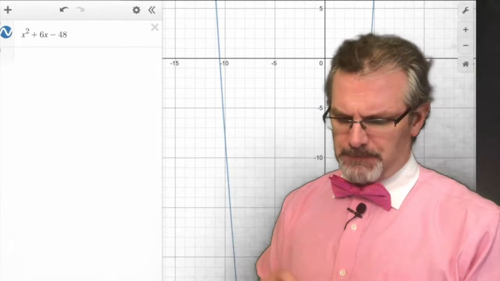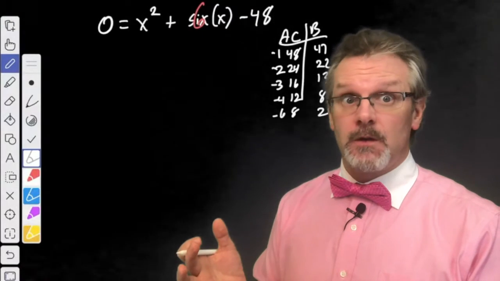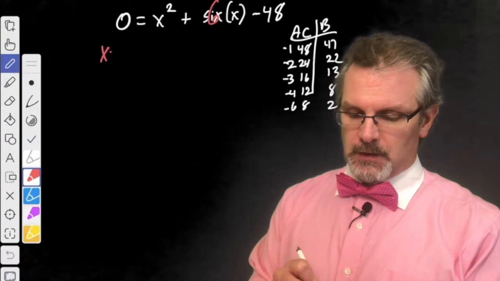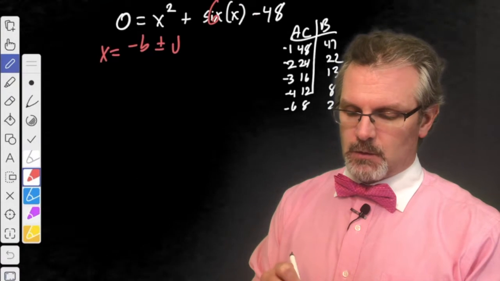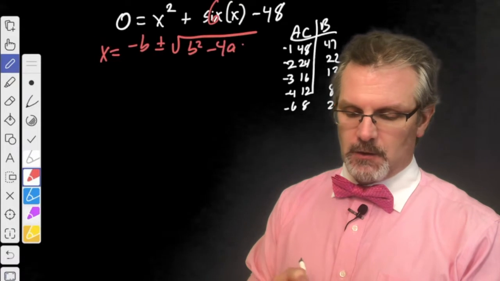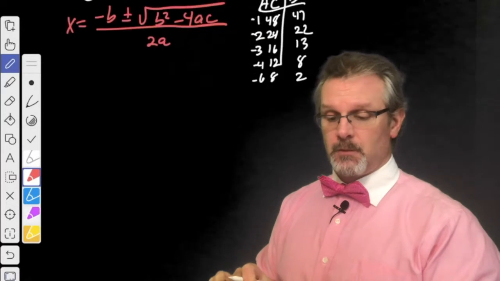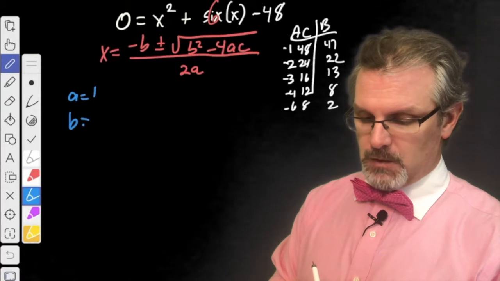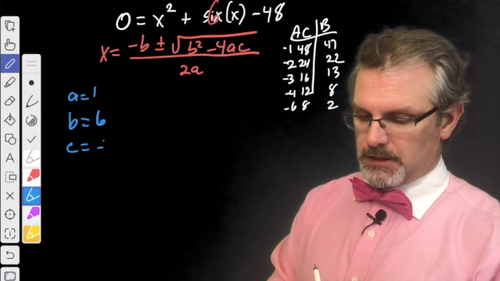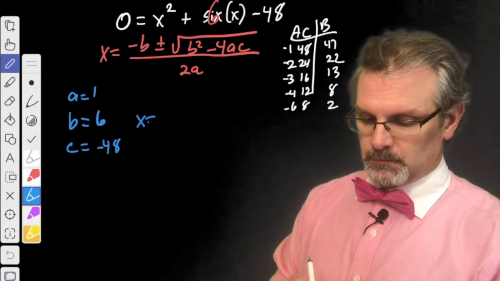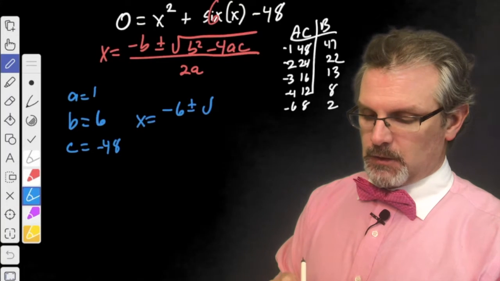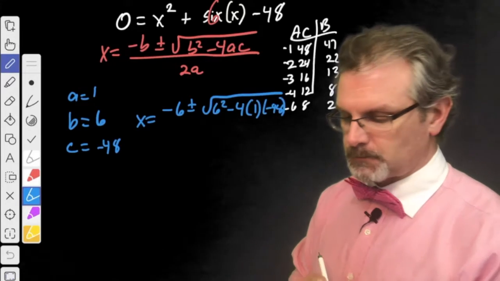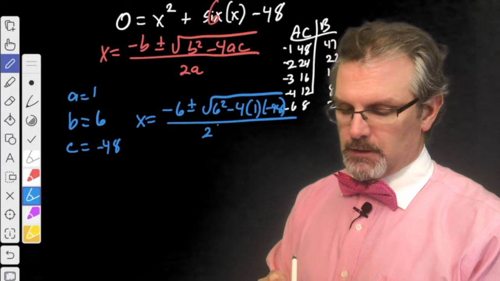So that being said, I think I'm just going to do the quadratic formula on this one. Substitute things into the quadratic formula. x equals the opposite of b plus or minus the square root of b squared minus 4ac all over 2a. Substitute things in. a equals 1, b equals 6, and c equals negative 48. Opposite of 6 plus or minus the square root of 6 squared minus 4 times 1 times negative 48, all over 2 times 1.